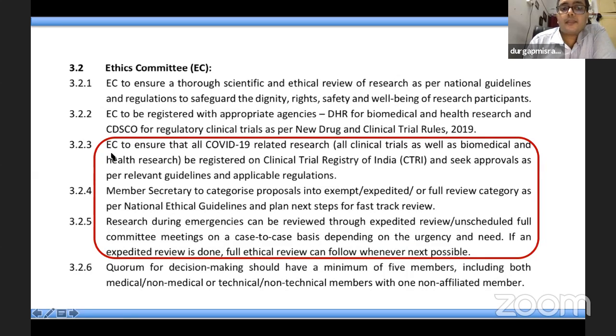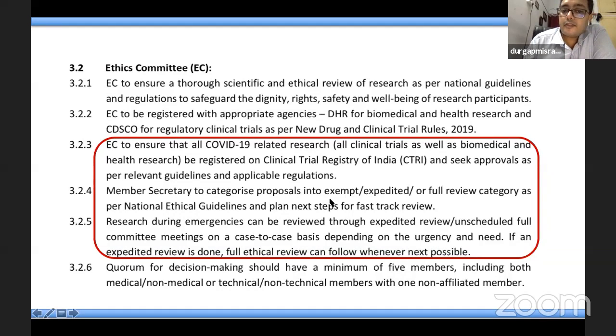Ethics committee should ensure that all COVID-19 related research that are clinical trials are registered on the Clinical Trials Registry of India with appropriate approvals as usual. And the member secretary might categorize proposals into exempt, expedited, or full review category as per ethical guidelines, and may plan to fast track their peer review, a review of the ethics committee application, so that research can be done and important information which can potentially save lives can be shared as fast as possible.